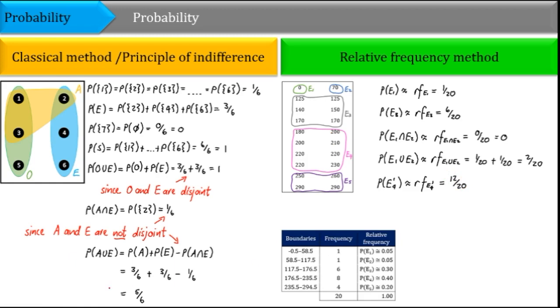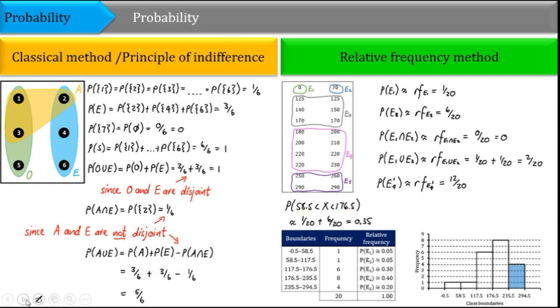Now what about our frequency table? Well, we can find or estimate probabilities from here as well. Probability of being in this interval, 58.5, which is over there, up to 176.5, which is over there. That means these two classes are being added together, so it's 1 plus 6 over 20, and that gives us 0.35. Right? We're adding those two together.